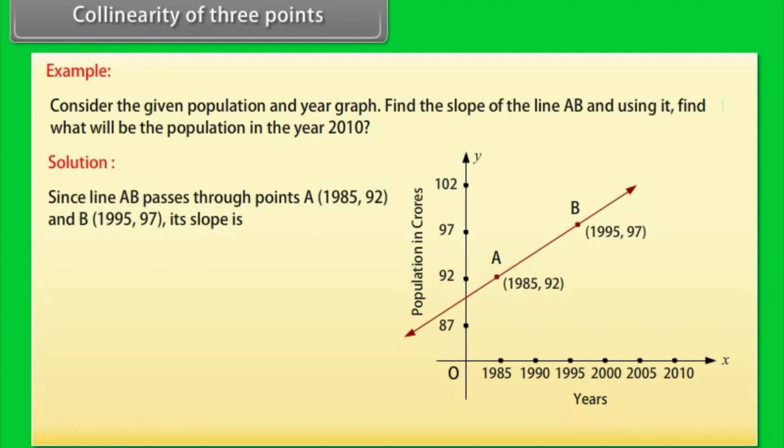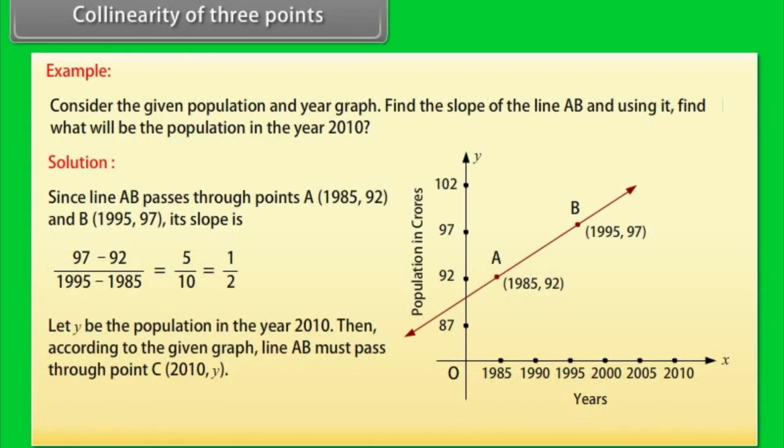Solution. Since line AB passes through points A (1985, 92) and B (1995, 97), its slope is (97 minus 92) divided by (1995 minus 1985), which is equal to 5/10, which is equal to 1/2. Let Y be the population in the year 2010. Then according to the given graph, line AB must pass through the point C (2010, Y). Therefore, the slope of AB is equal to the slope of BC.